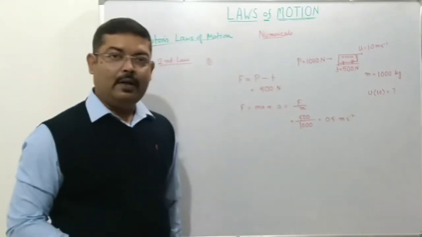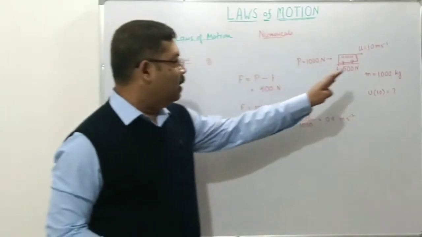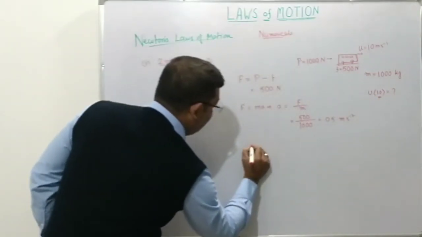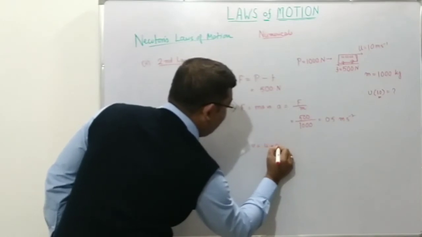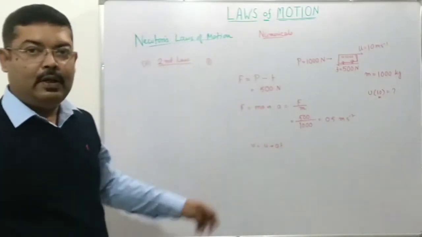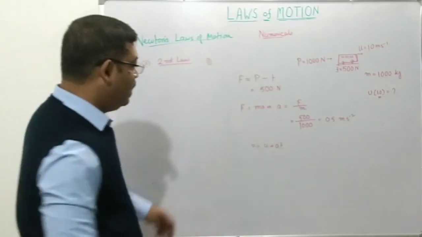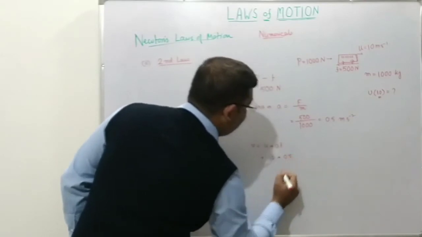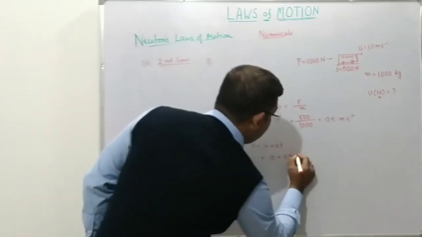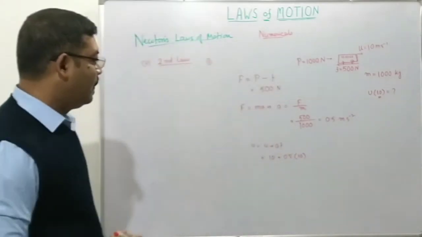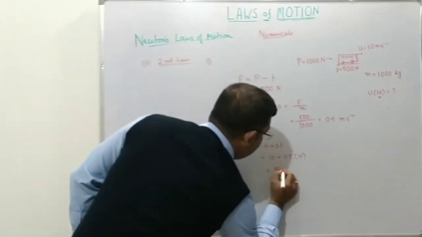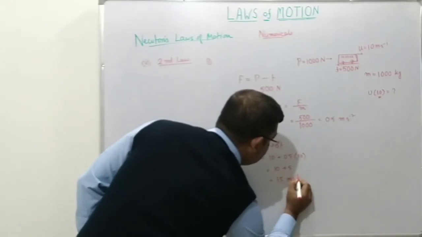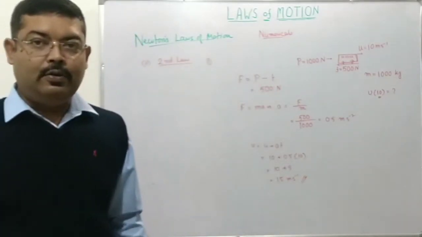So acceleration is given, the time is given, 10 seconds. So v is equal to u plus at. The equation of kinematics is going to give us the required velocity. Substituting the value of u to be 10 meter per second, acceleration 0.5 meter per second square, and time of 10 seconds will give us 10 plus 5 equals 15 meter per second, and this is going to be our answer to the problem.